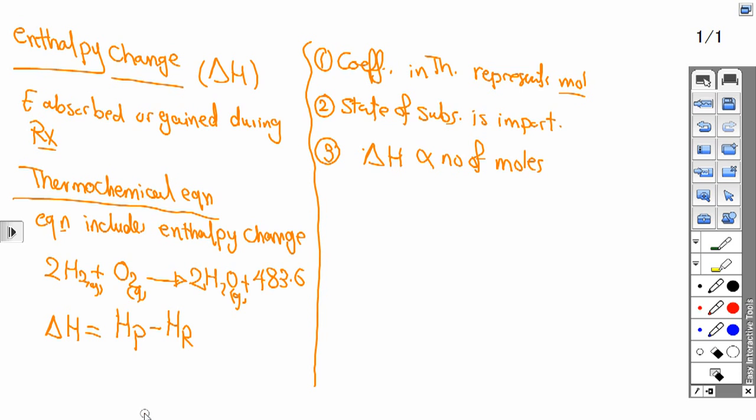We have two ways to calculate the enthalpy change. This is the first rule, and the second is Hess's law. We will study Hess's law by the end of this section, inshallah. How do we use this rule to calculate the enthalpy change for a chemical reaction? For example, suppose we don't have this number, and the question is: calculate the enthalpy change for the formation of water, gas, from its elements.